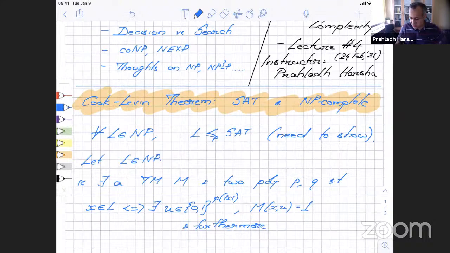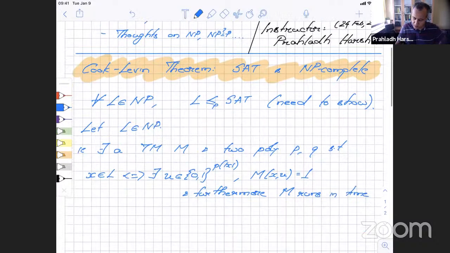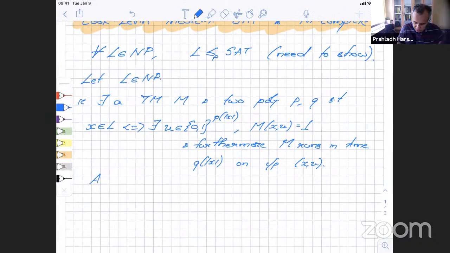that M runs in time Q of the length of X on input X. This is what we had. I'm going to go a little fast at the beginning because these are things that we did last time, but please feel free to stop me.